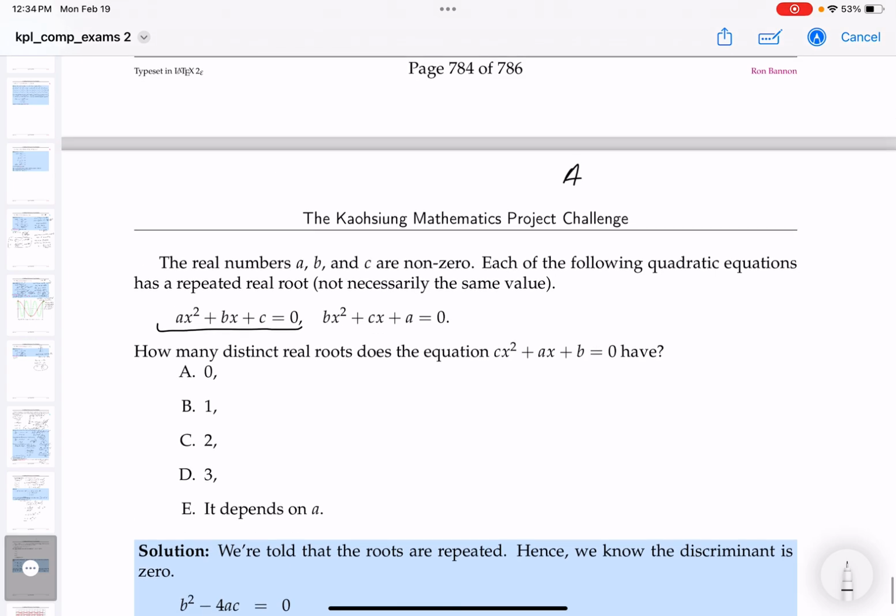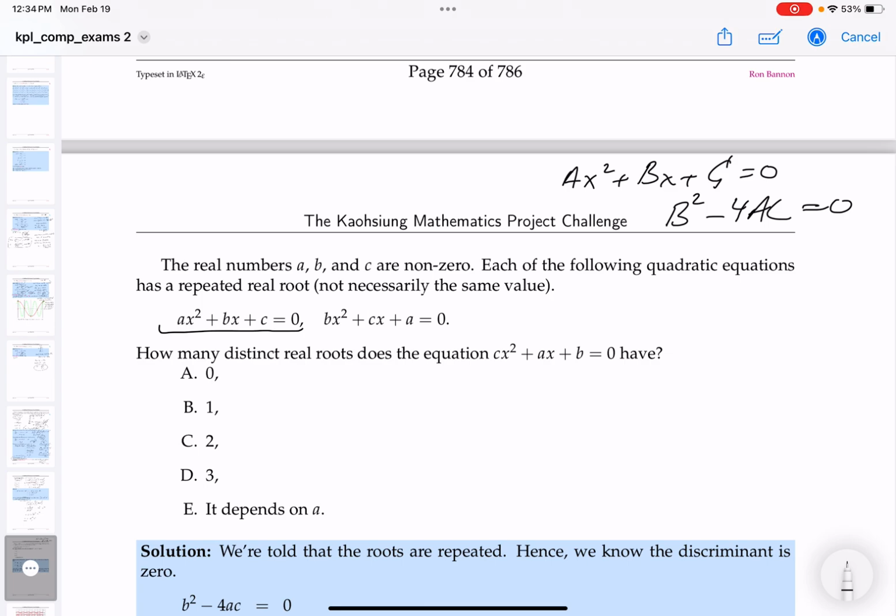So if you have a quadratic like this over here, the discriminant would be big B squared minus 4AC. Now, if you have repeated real roots, this would have to be 0. All right? So what I want to do is write that down now. For the first one, this one over here, B squared would be little b now, right? Minus 4 little a little c would have to be equal to 0. So I'm just going to say that b squared has to equal 4ac.